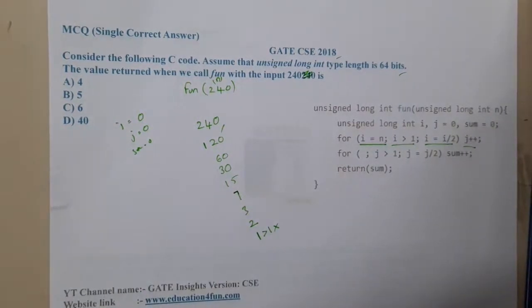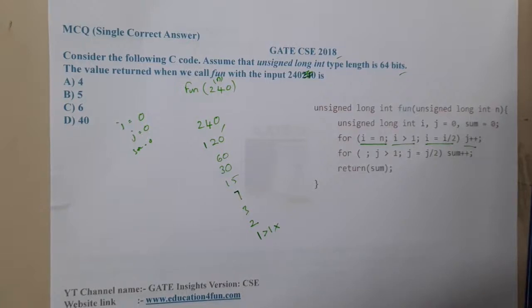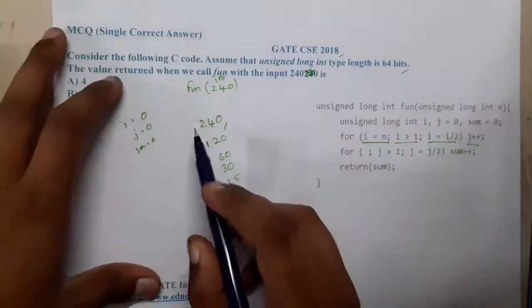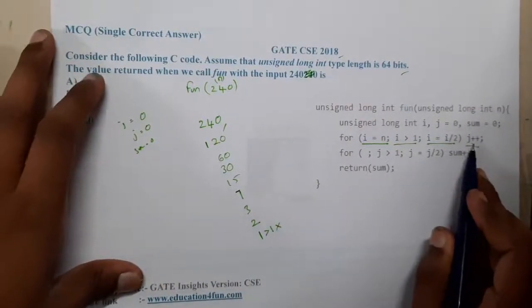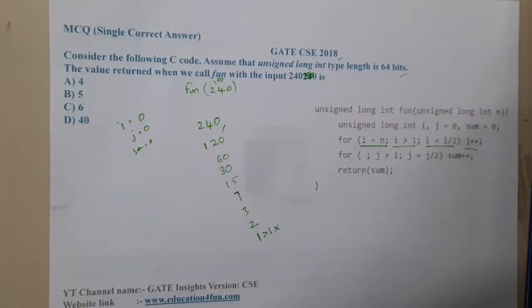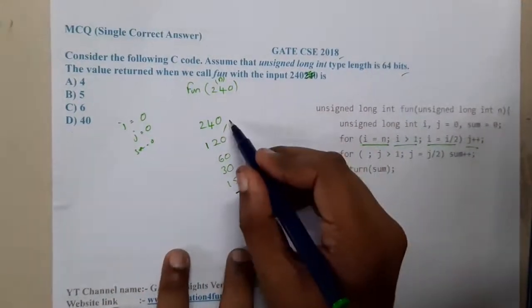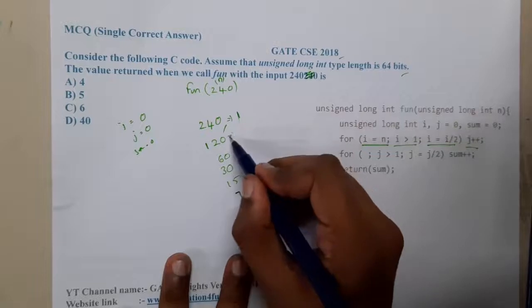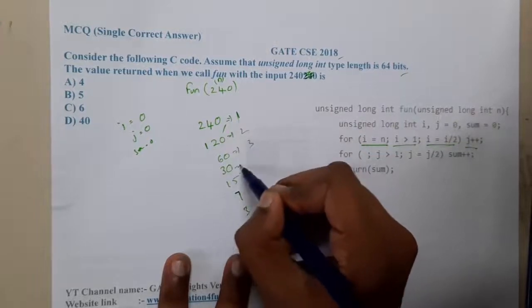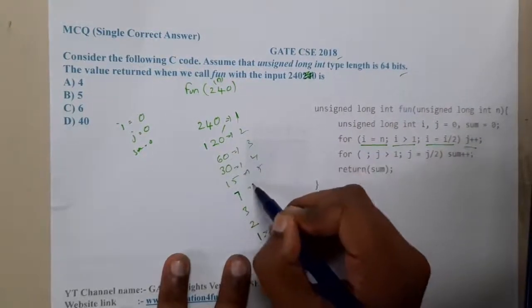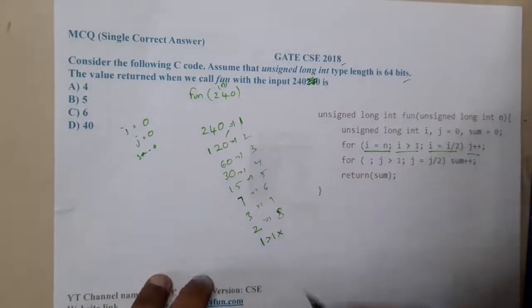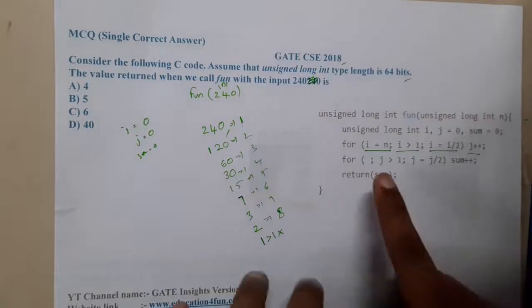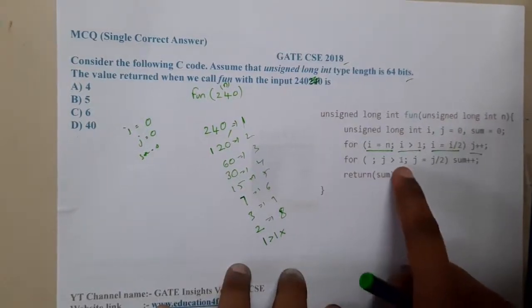So how many times is the loop running? It is running this many times, and each time we just increment j plus plus. So j becomes 1, then 2, 3, 4, 5, 6, 7, and 8. At each iteration we check the condition whether j is greater than 1.